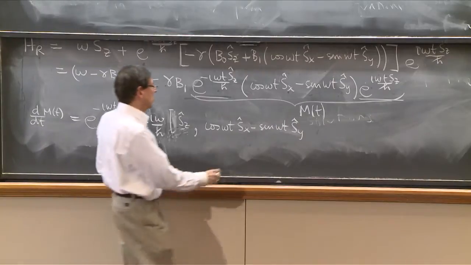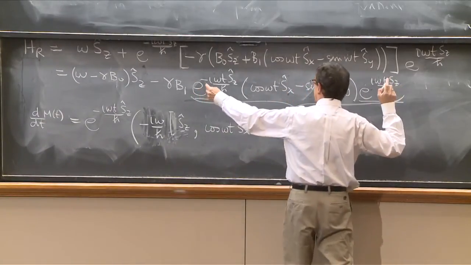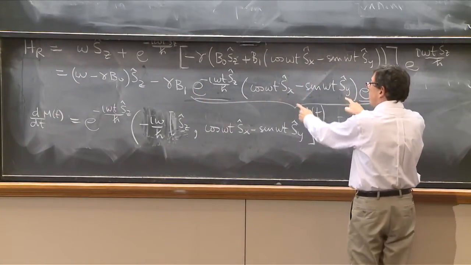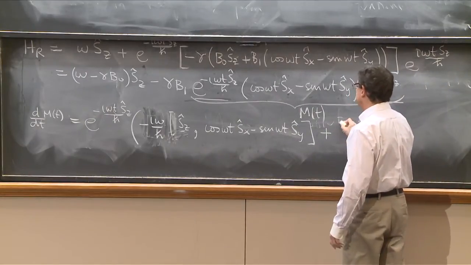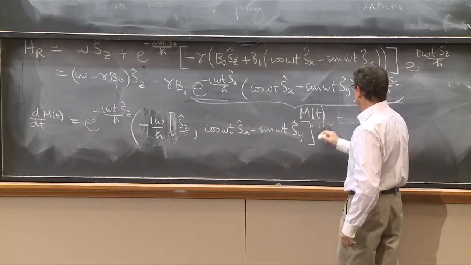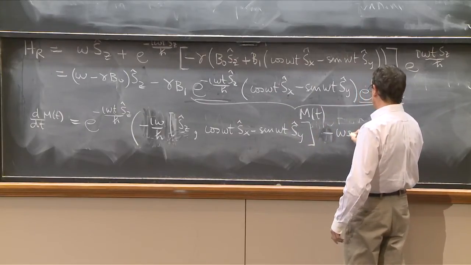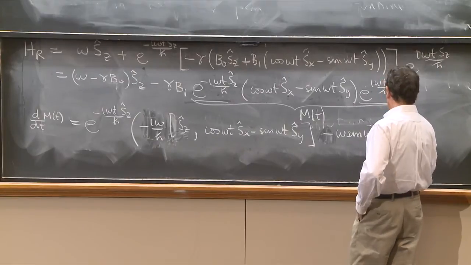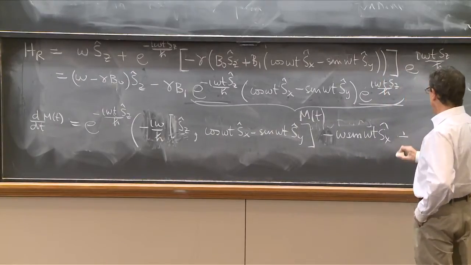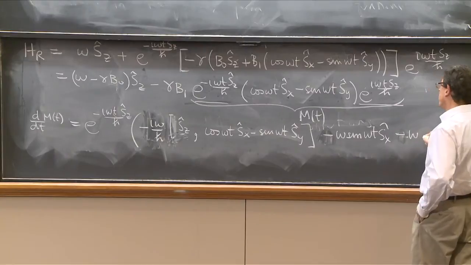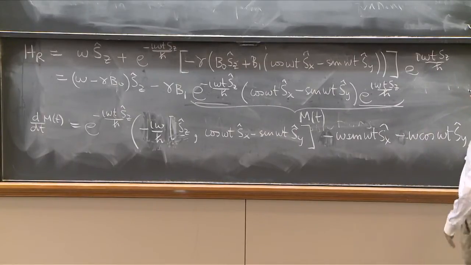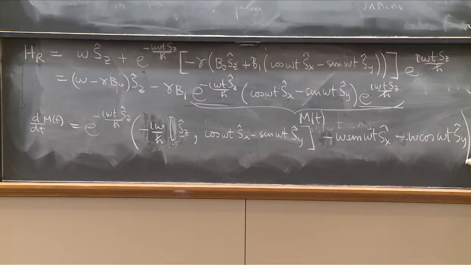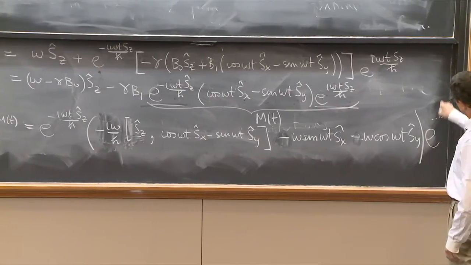OK, that's the first term that you get from differentiating this and that. And then you have to differentiate the term in the middle. So then you get plus, or minus, omega sine omega t Sx hat minus omega cosine omega t Sy hat. And now I can close the big parenthesis and put the other exponential, like that.